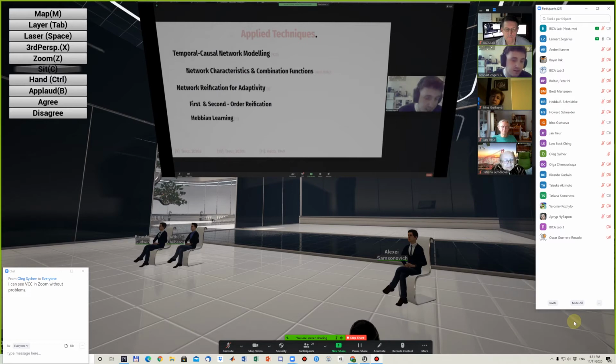The applied techniques for this study are the temporal causal network modeling approach. For more information on this approach, I highly recommend you check out the work done by my co-author Jan Treur. Also, adaptivity is modeled using work done by Jan Treur, namely using network reification. Reification states are added for adaptive connections and adaptive speed factors using first and second order adaptive states. And Hebbian learning is applied with the famous quote, neurons that fire together wire together, which is important for long-term synaptic changes.